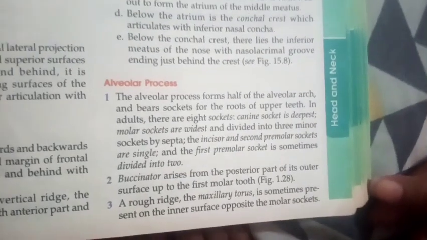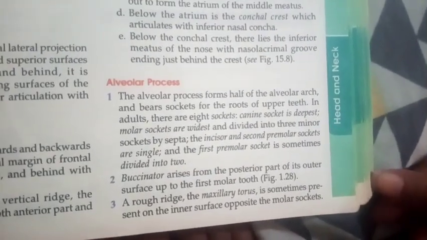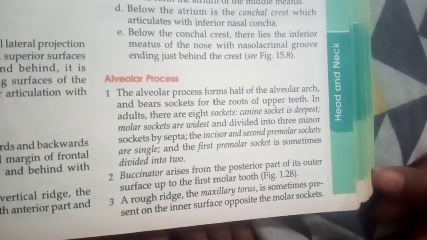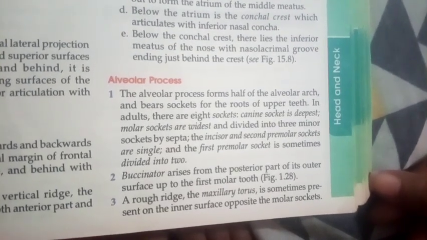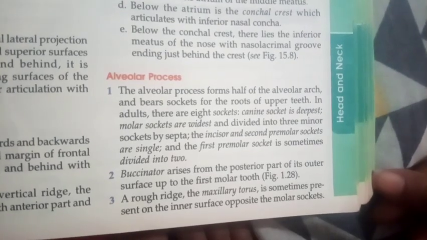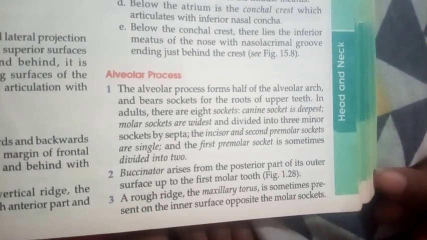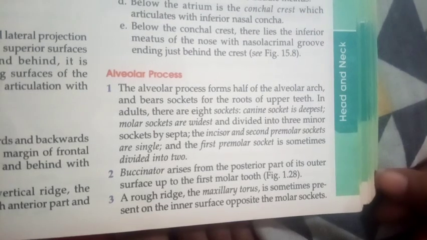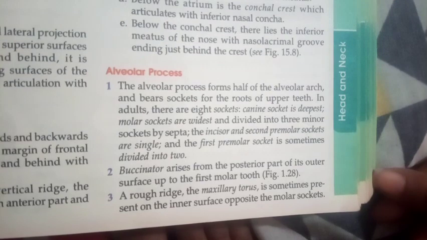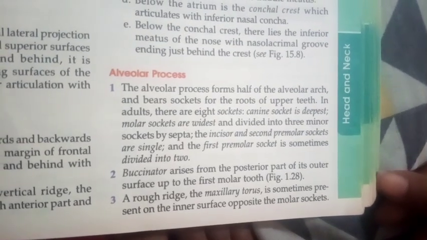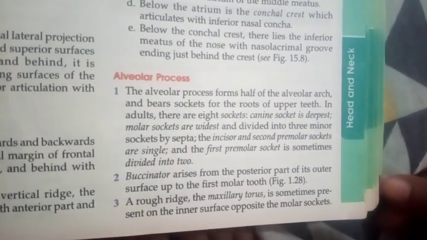And then the alveolar process forms half of the alveolar arch and bears sockets for the roots of the upper teeth. In adults there are 8 sockets. The canine socket is deepest, and the molar sockets are widest and divided into 3 minor sockets by septa. The incisor and second premolar sockets are single, and the first premolar socket is sometimes divided into 2.